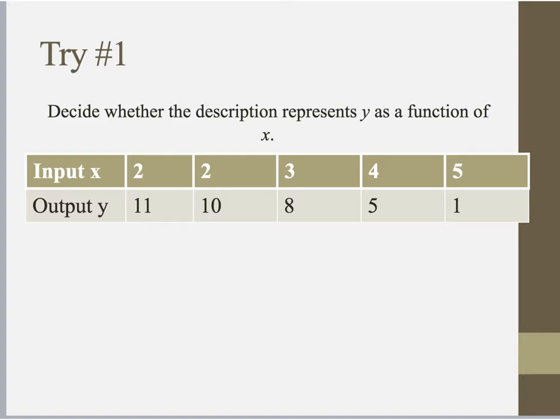So in this try, it says to decide whether the description represents y as a function of x. In this example, this is actually not a function simply because we have two inputs that are going to different outputs. Remember, I mentioned it's more so about whether x is faithful. Is it going to the same number? If it is, then it is a function. If it's not, then it's unfaithful and it's not a function. And in this case, 2 goes to not only 11, but it goes to 10. So this is not a function.